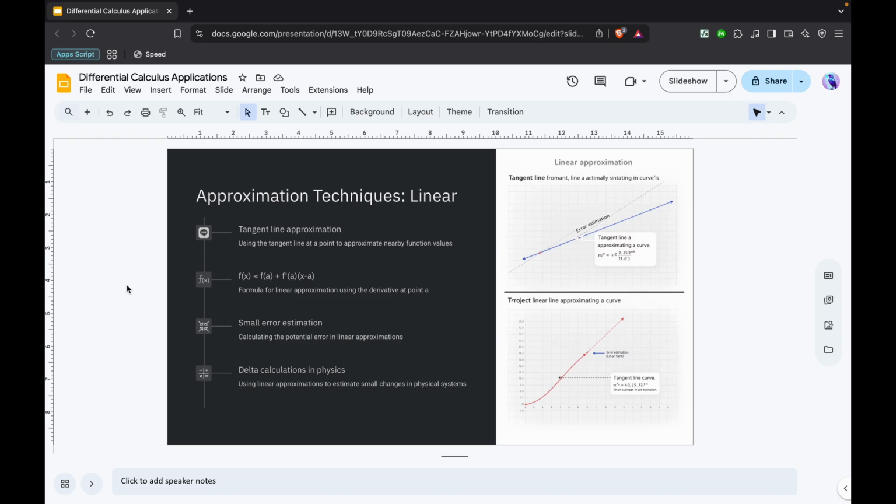Now, for the third one, it's saying how do we estimate the amount of error, calculating the potential error in linear approximations. Now, this is more of applied mathematics as it's involved in physics, but the fourth one talks about small changes in physical systems, in maybe heat systems or mechanical ones.